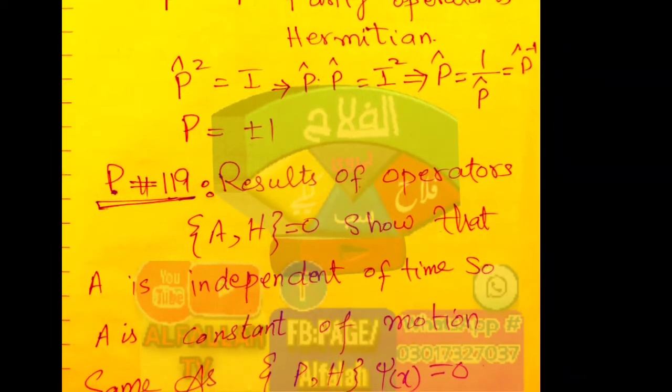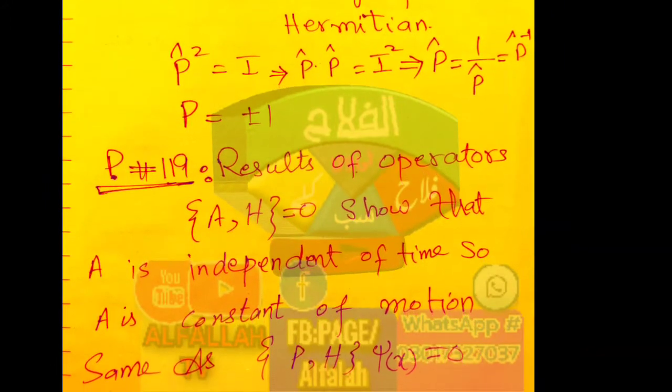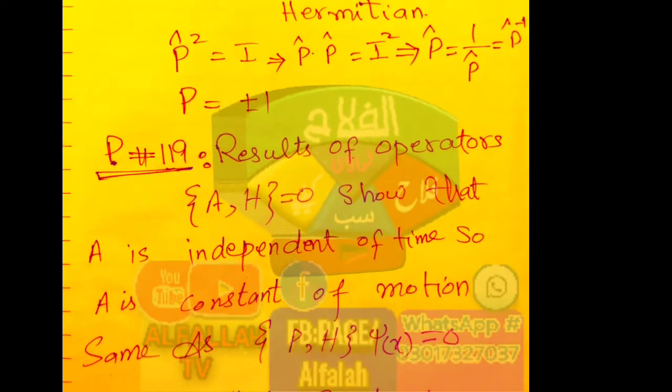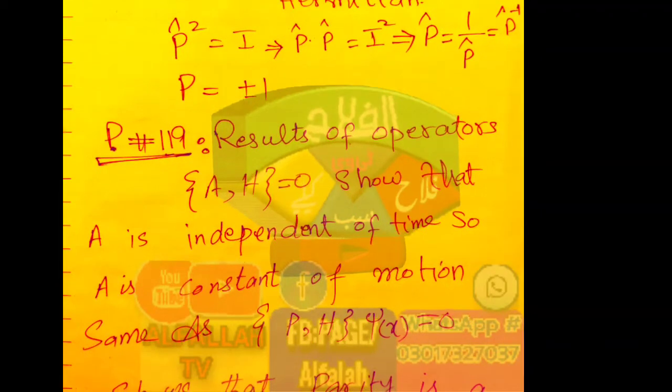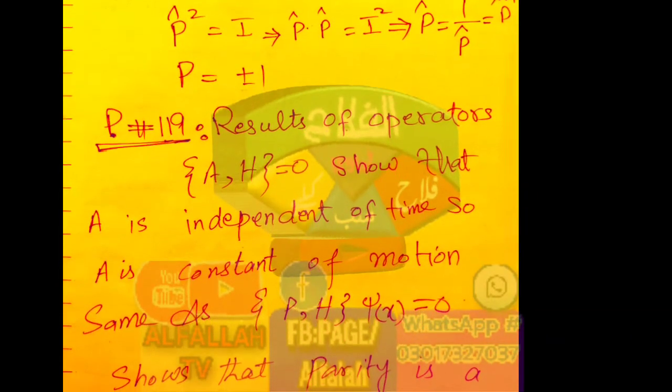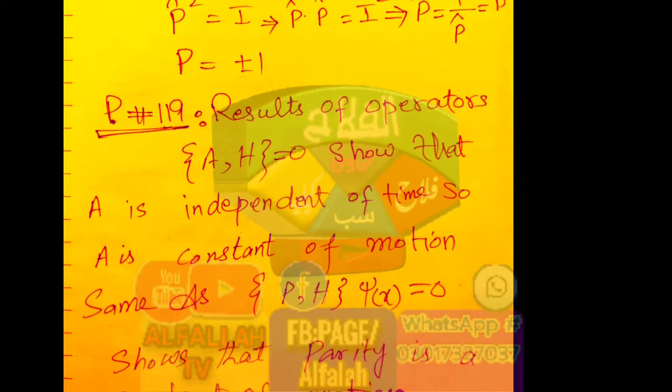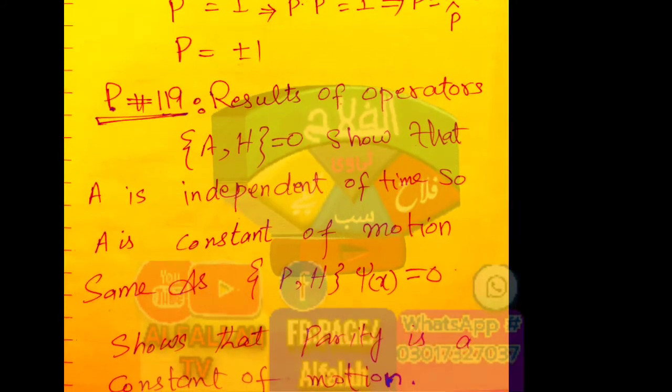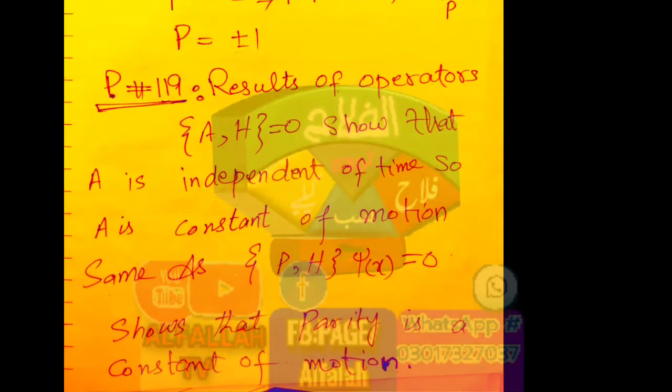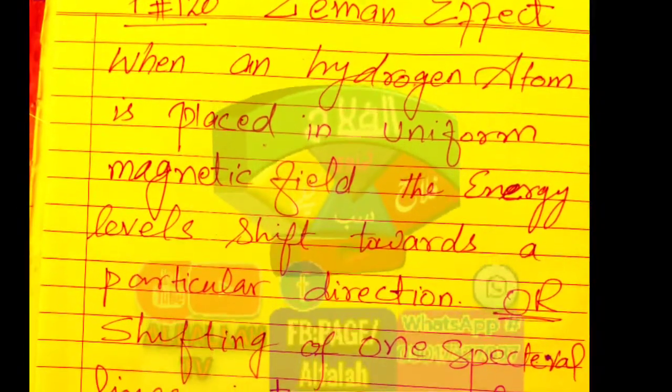Point number 119, results of operators: if the commutator of A with H is equal to 0, it shows that A is independent of time, so A is a constant of motion. Similarly, if the commutator of P with H acting on psi of x is equal to 0, it shows that parity is a constant of motion.